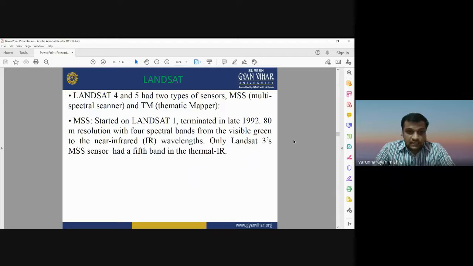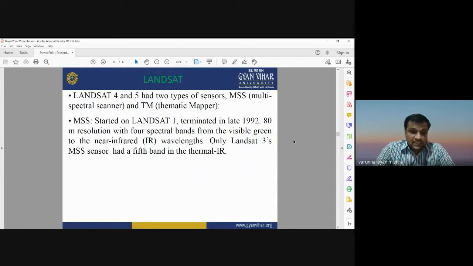Landsat 4 and 5 satellites have two different types of sensors. They capture images by using two different multispectral sensors, that is MSS and TM. TM means thematic mapper. And the first sensor, used in Landsat 1, was MSS, that is multispectral scanner.